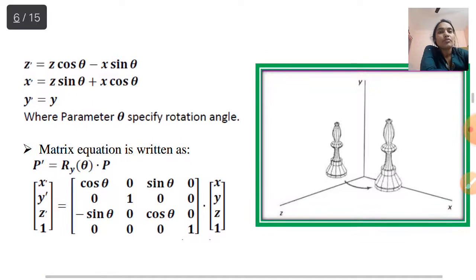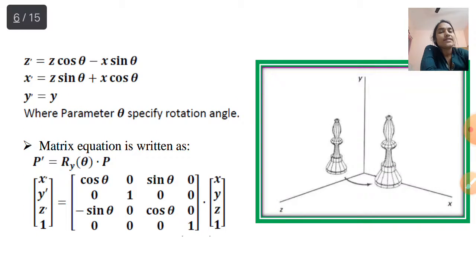So here we find out z dash, x dash and y dash. y dash cannot be changed, it remains unchanged. Okay, we can leave the y dash. That means y dash equals y, and z dash equals z cos theta minus x sin theta. x dash equals z sin theta plus x cos theta. And here also theta is our rotational angle.